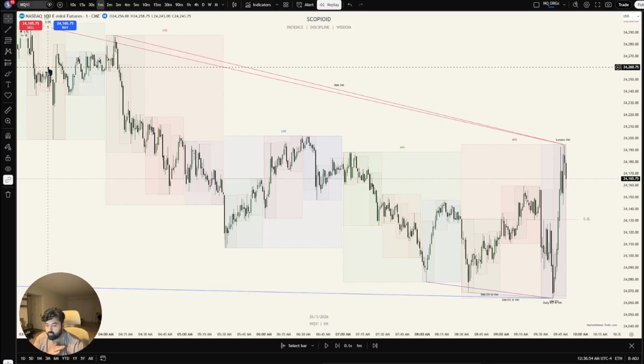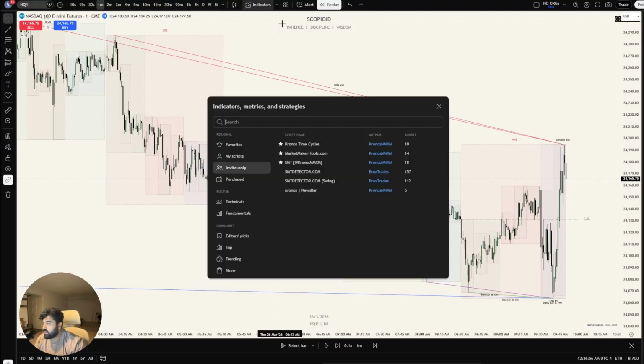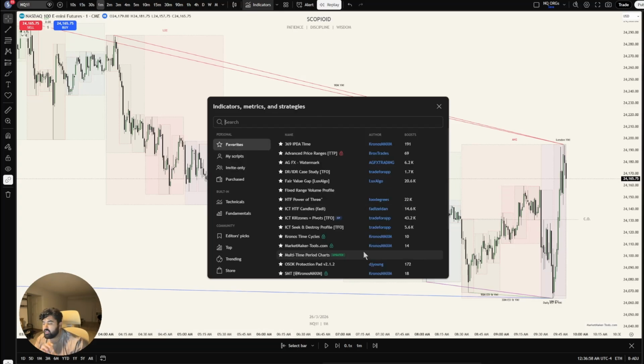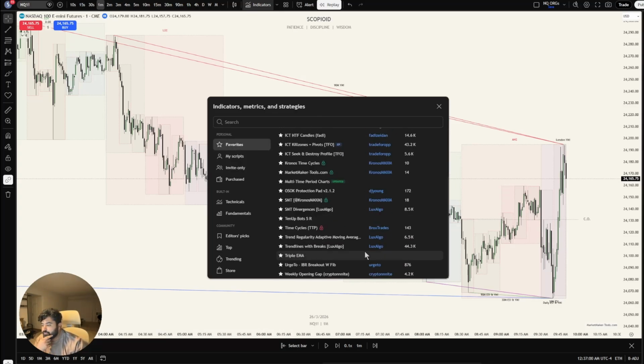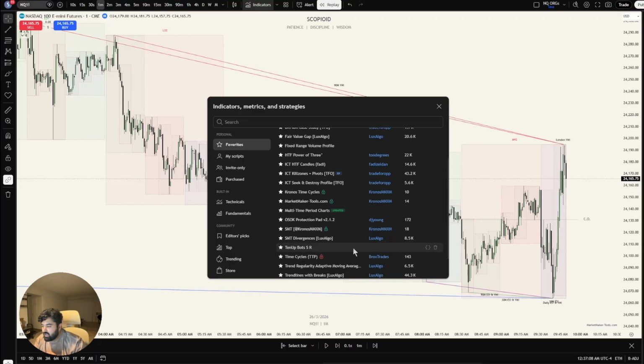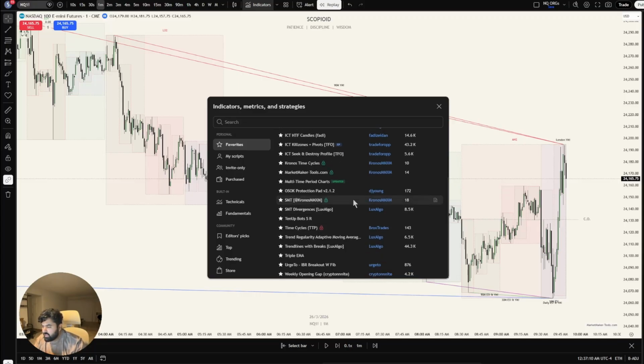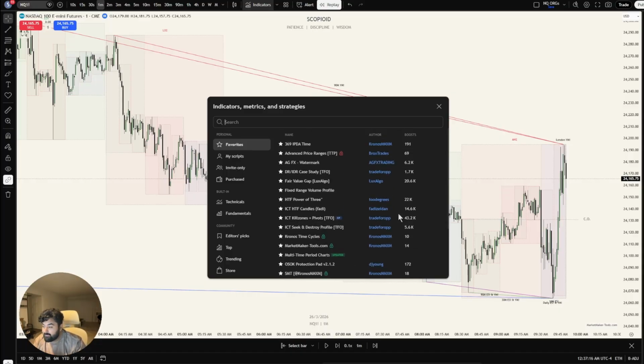Nothing else. No, I don't even know the names. I have them saved back in the days when I used to trade EMAs and all those things. See EMA here, breakout, WFIB, I don't know what that is, and different other SMT divergence indicator, which I don't like. And then there is trend regularity, trend lines with breaks. I used to do that too. Fixed range volume profiles, DR, IDR. I don't even know what these are now.